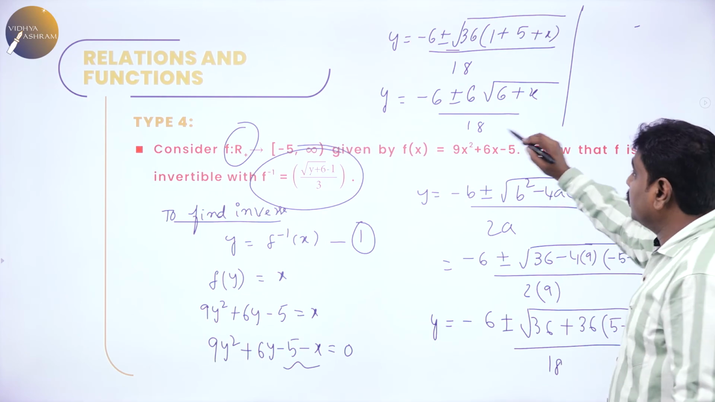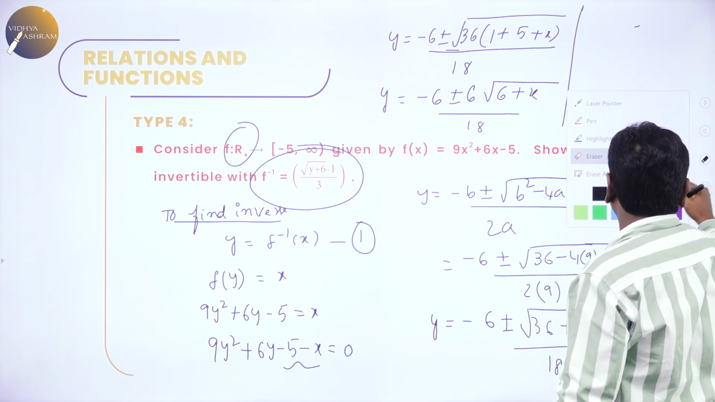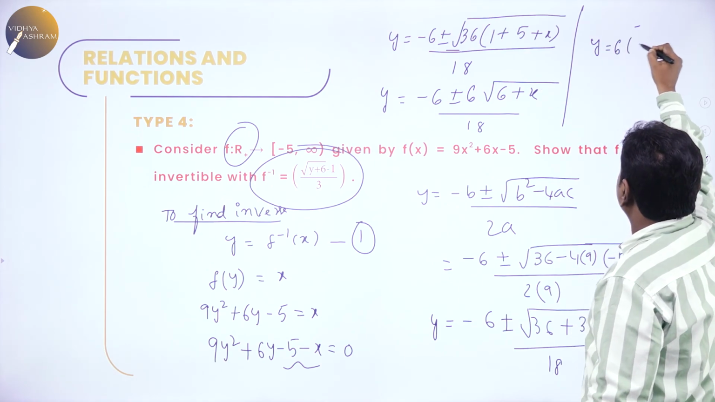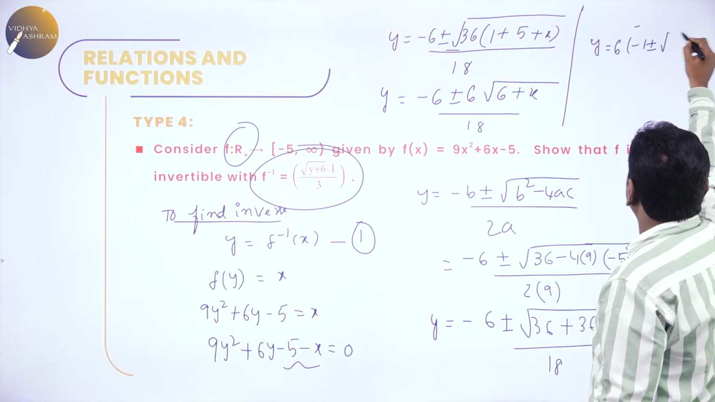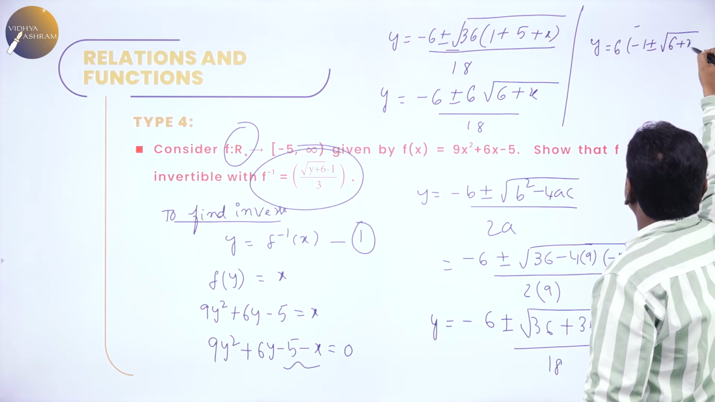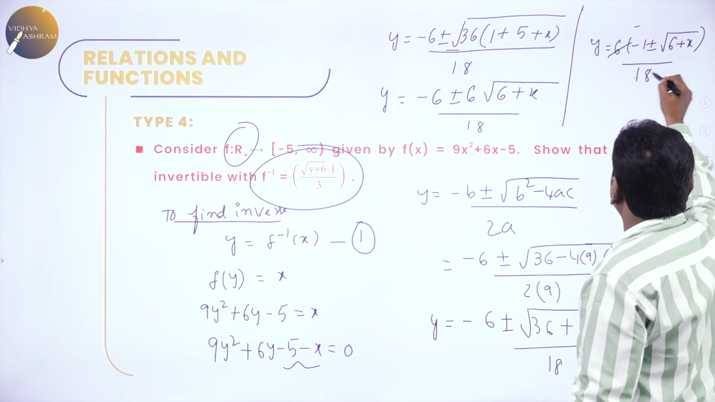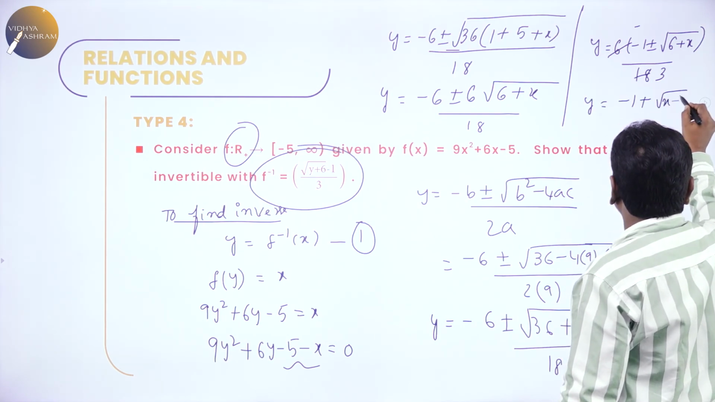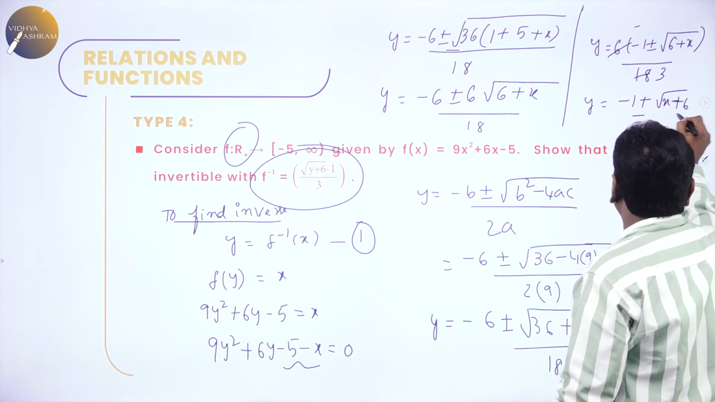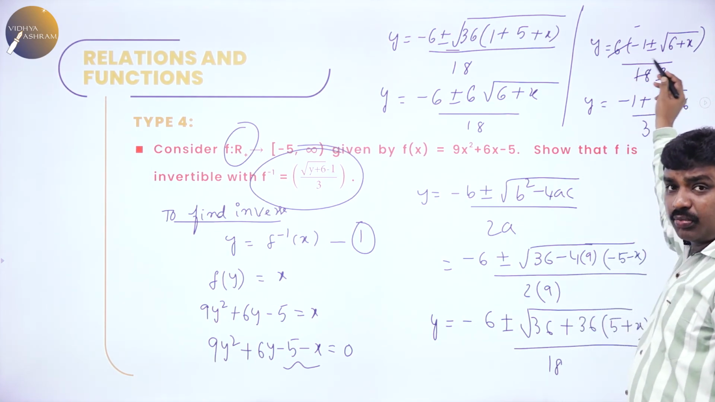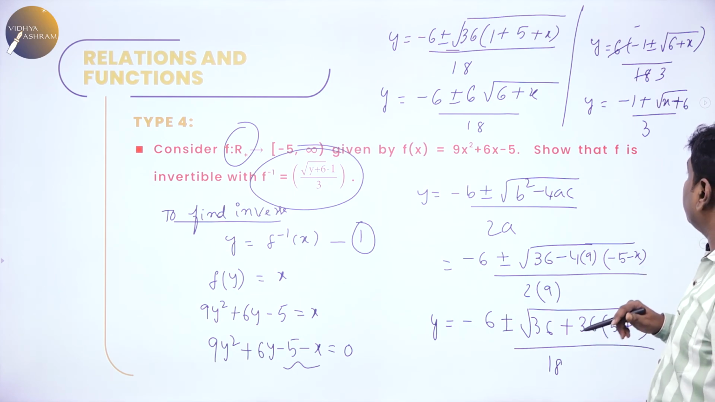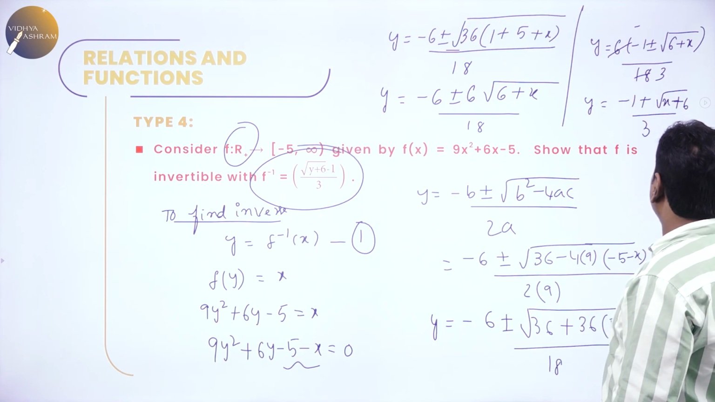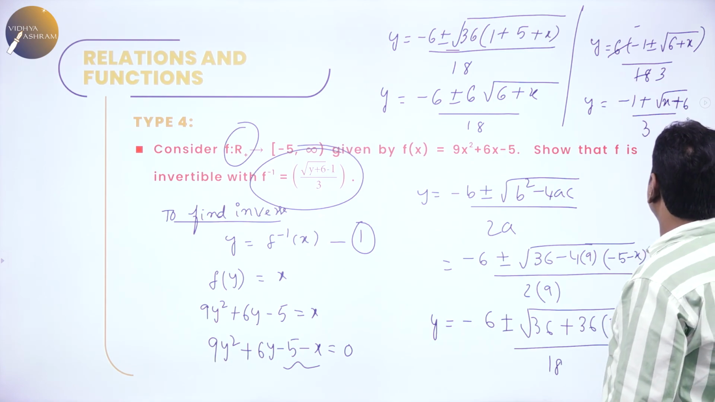From here, now y is equal to, you take 6 common, minus 1 plus or minus root of 6 plus x divided by 18. 6 1s are 6, 3s are. Now y is what? Minus 1 plus root of x plus 6 divided by 3 instead of 6 plus x. So I am taking only positive, because if I take both negative, overall becomes negative, but our domain is R plus and codomain is here. So that's why I will take plus. This is equation 2.